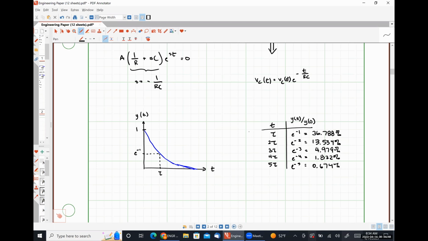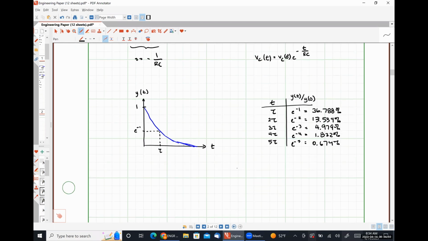So for an RL circuit, our time constant tau is simply L over R. For an RC circuit, our time constant that characterizes the decay is R times C.